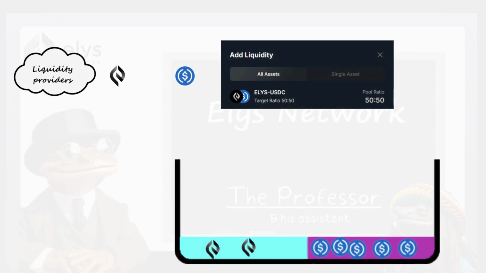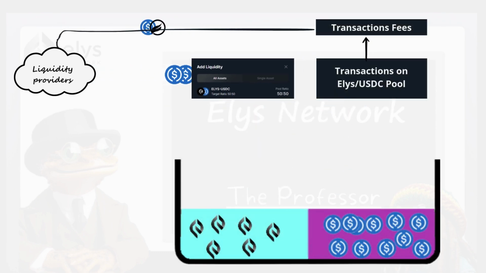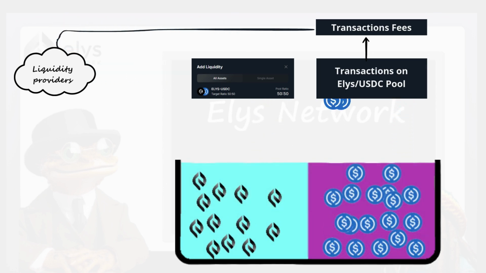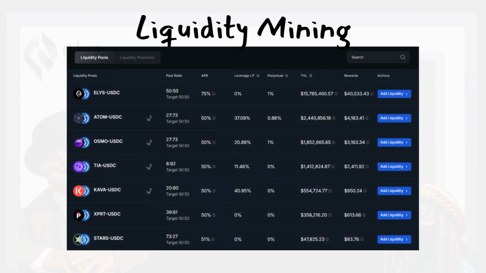Since the exchange benefits from having maximum liquidity, the pools are open for deposits. You can earn rewards from this mechanism by participating. By depositing assets into a liquidity pool, you earn a portion of the fees associated with using this pool, like swap, leverage, perpetual, for example. This is what you do in Elys Network's liquidity mining.